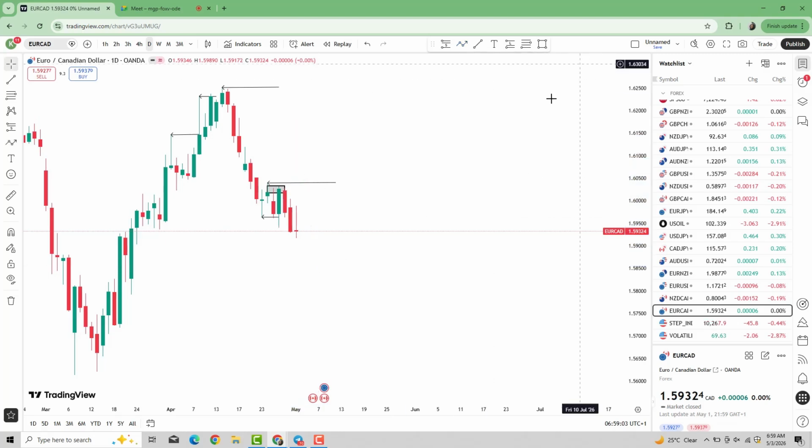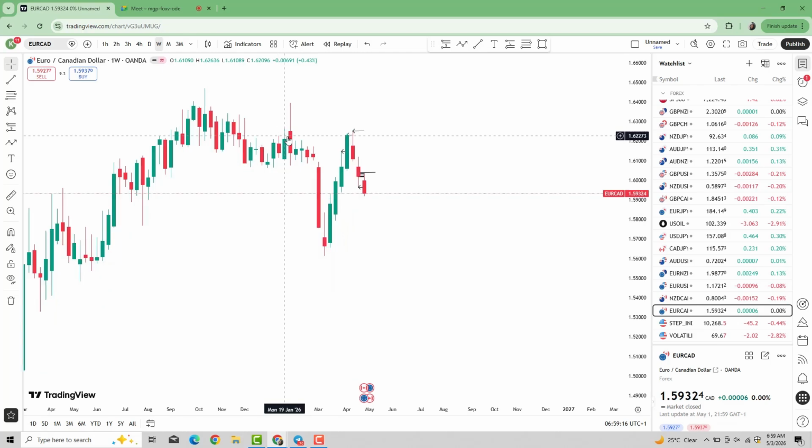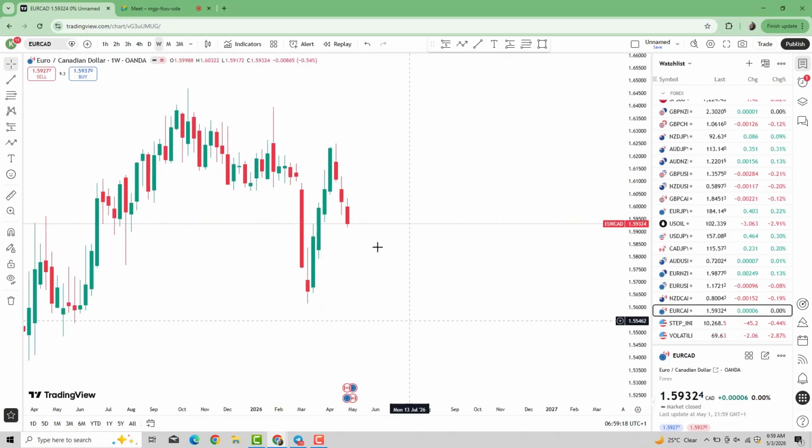Continue dumping? But price didn't do that. Price came, respected this supply zone and dumped. So you can see that on the daily time frame we had a bearish trend. Coming to the weekly time frame, let's check the weekly time frame.